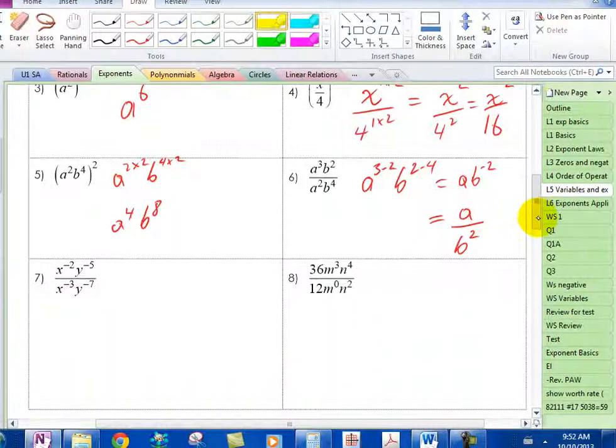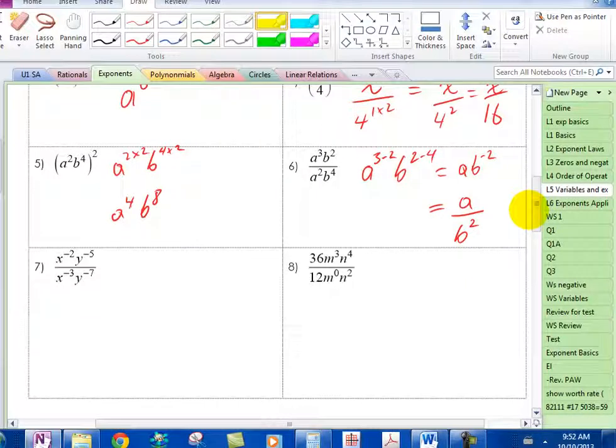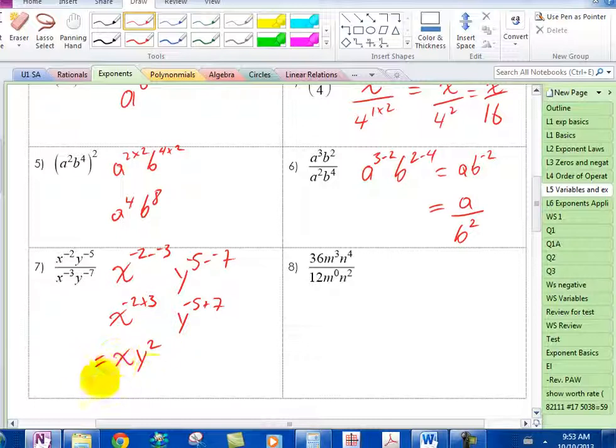Okay, number 7. Now 7 and 6 are very, very similar. Go. So follow your rule and do your subtraction. So x is the base, and you're dividing, so you subtract negative 2 minus negative 3. And on the y, negative 5 minus negative 7. So it's negative 2 plus 3, negative 5 plus 7. So here we get x y^2. Final answer.